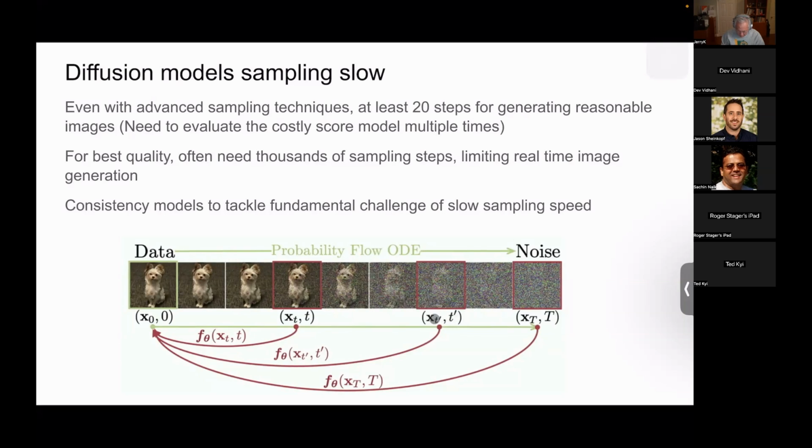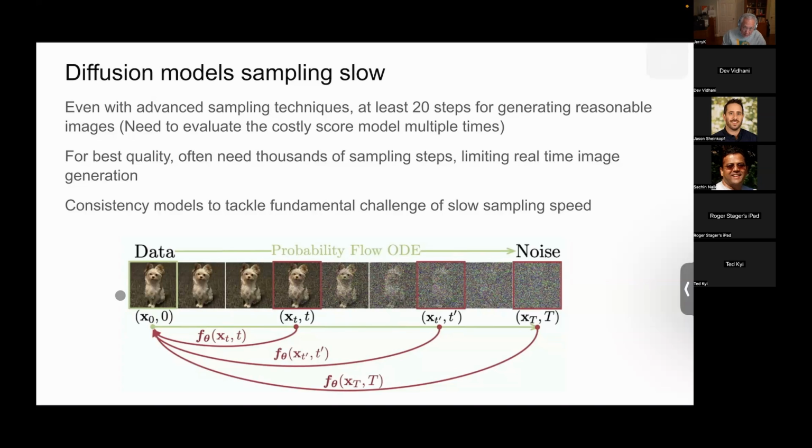For a time t prime, if you have an image which lands on the ODE trajectory for this noise path, again in a single step it should give you the original image x0, and so on and so forth for others. We'll go into a little bit more detail of that, but I just very quickly wanted to motivate what the consistency model tries to do.